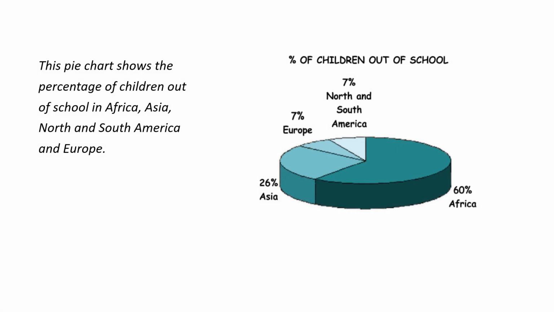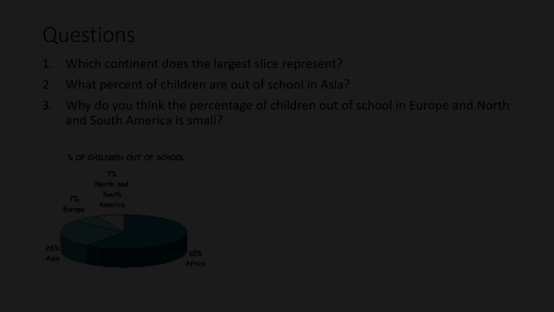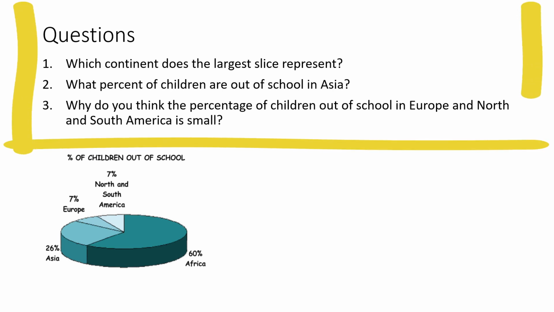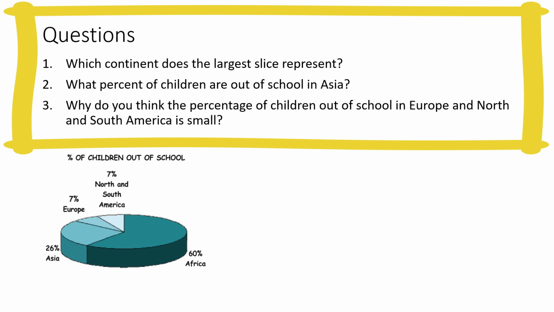Right, this is an example of a pie chart. And this pie chart shows the percentage of children out of school in Africa, Asia, North and South America, and Europe. Please analyze the pie chart now. You are going to see some questions related to the pie chart. We are going to answer them together, but first I want you to read them.